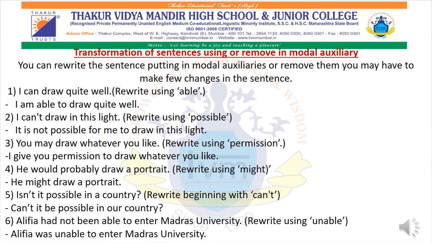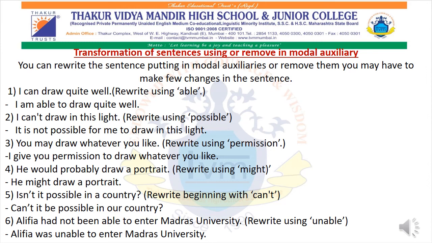The next, you may draw whatever you like. Rewrite using permission. Instead of may, you have to use the word permission. In that particular sentence you see that someone is giving permission, and therefore it is written that I give you permission to draw whatever you like. Now, in the next sentence, we would probably draw a portrait. Rewrite using might. Instead of the modal auxiliary word would, you have to write might. So he might probably draw a portrait, or he might draw a portrait. Both are right. Now see, it's very important for you to read whatever is there in the bracket.